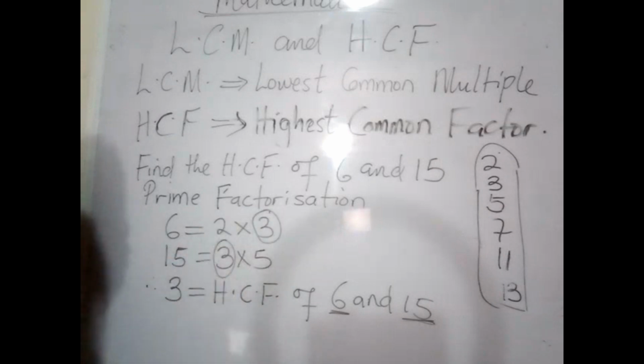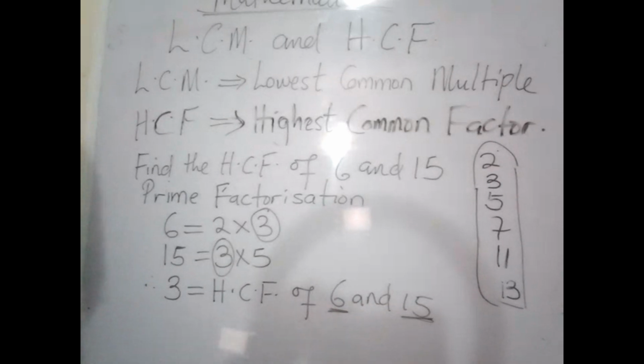So we see that only 3 is common to the two numbers. So it's only 3 that's common. That means 3 is the highest common factor of 6 and 15.